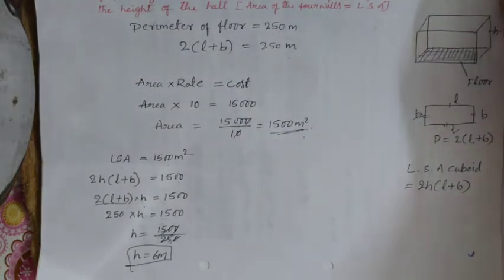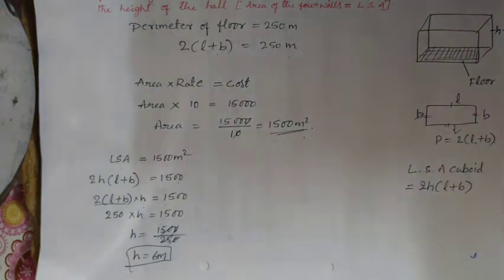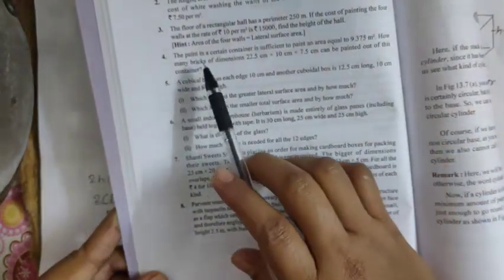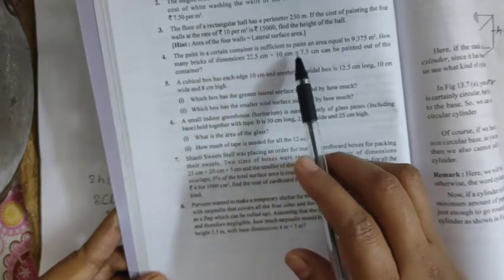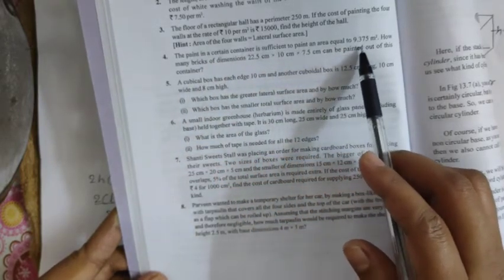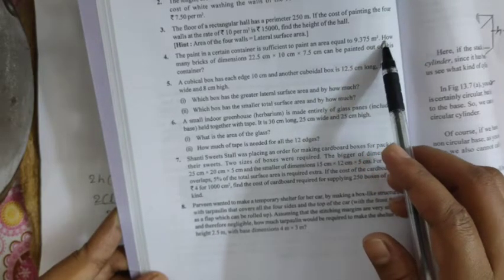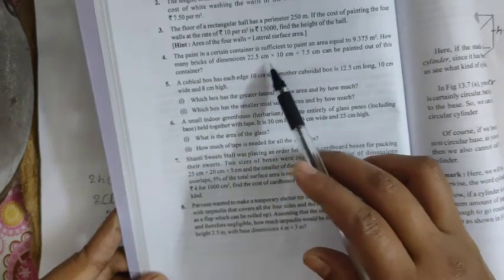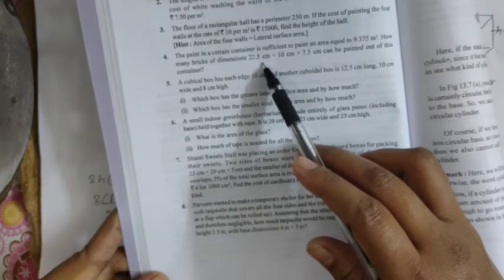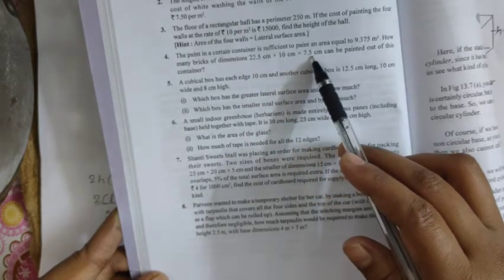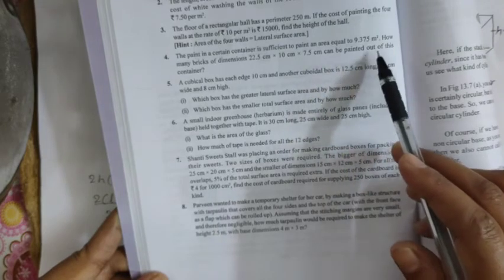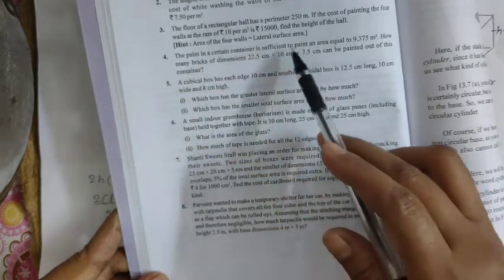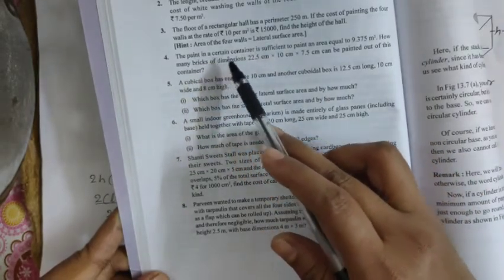So students, you can see the fourth question. What is the fourth question? The paint in a certain container is sufficient to paint an area equal to 9.375 meters square. How many bricks of dimensions 22.5 centimeter by 10 centimeter by 7.5 centimeter can be painted out of this container? Students, you can work out this problem on your own.